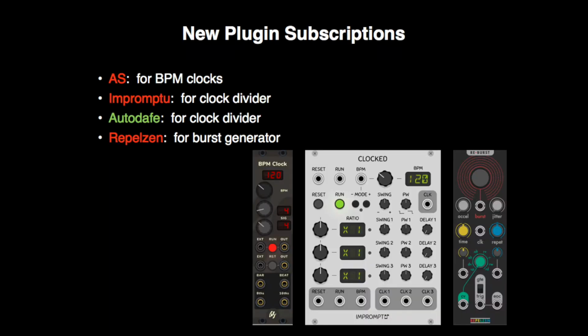There are a few modules I'm going to use in this lesson that we've not subscribed to before that I haven't mentioned to you in the past. I'd recommend subscribing to the AS modules. They've got some useful BPM clocks. The Impromptu modules, they've got a great clock divider. I'm also going to quickly use an Autodafe clock divider. That one you might consider optional. I'm just going to use it for a quick demo. And then a burst generator from Repelzin. So go ahead and subscribe to Repelzin as well.